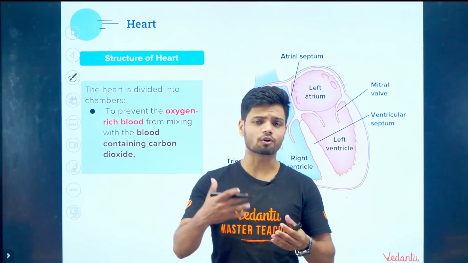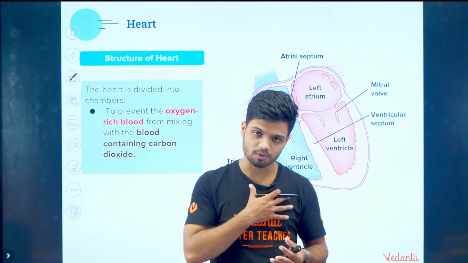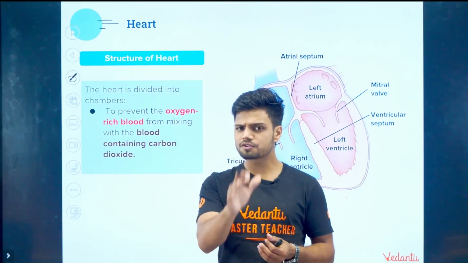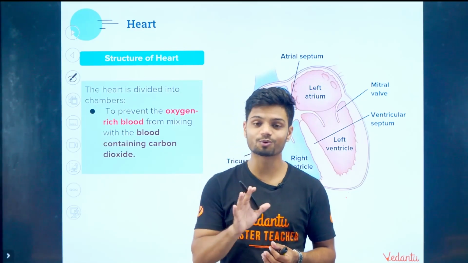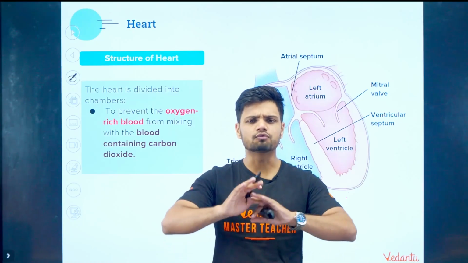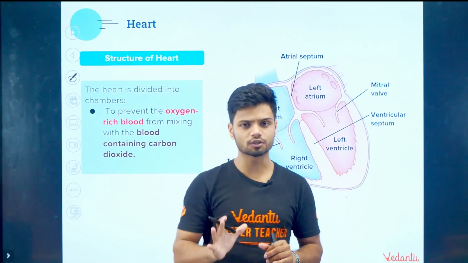Now apart from that, there are birds which have a 4-chamber heart. But what about fishes? The fishes usually have a 2-chamber heart. Those are the least. But let's not focus on all of them. Let's try to focus on the human heart here.